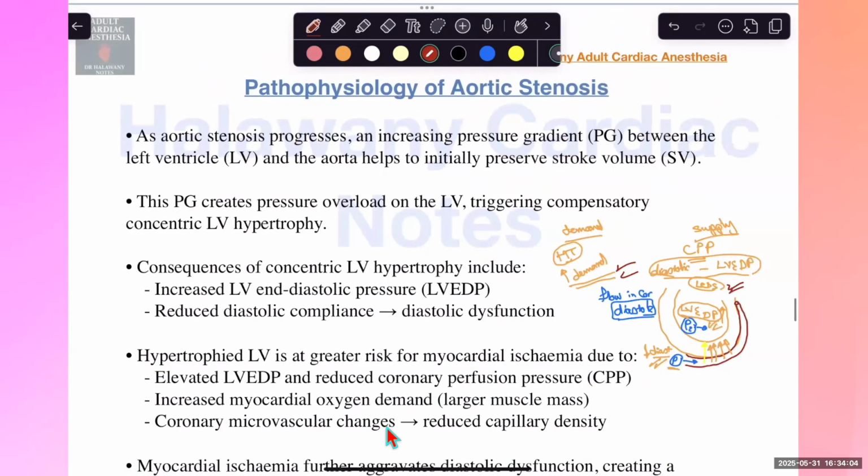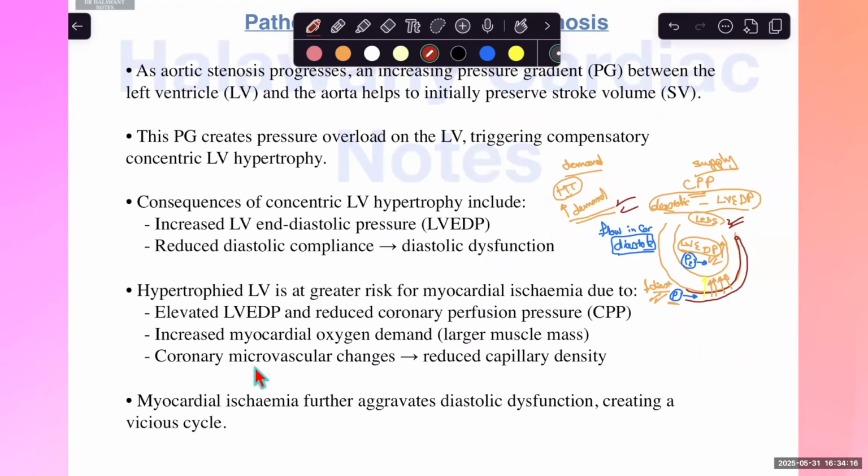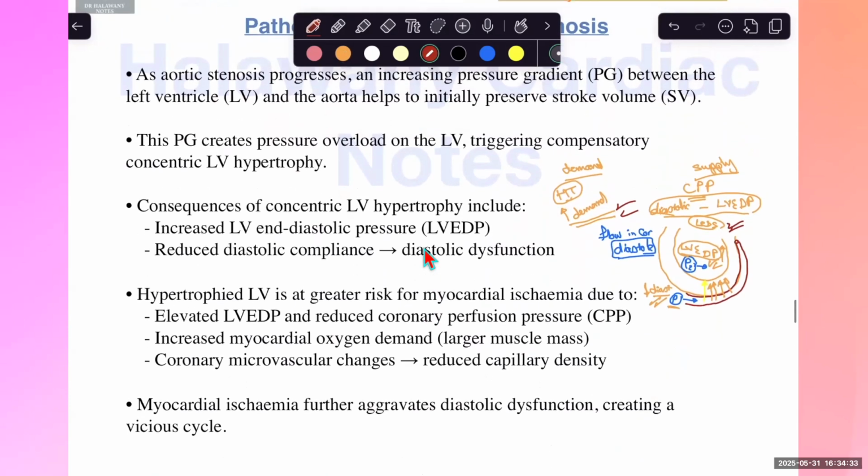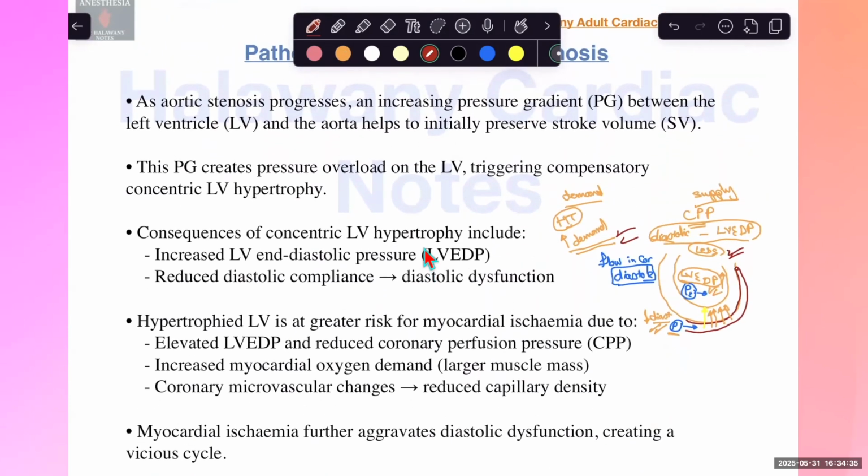So again, hypertrophy is a great risk for myocardial ischemia. Why? Elevated LV end-diastolic pressure reduces coronary perfusion pressure, it increases the demand, and also the microvascular changes reduce capillary density. And once this problem occurs, this ischemia will further increase the diastolic dysfunction, creating a vicious cycle. So in your mind, this is a huge problem, and we care about it a lot in patients with aortic stenosis.